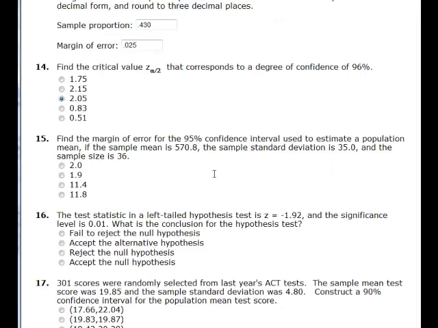Okay, next problem, we're trying to find the margin of error for a 95% confidence interval to estimate a population mean. We have the sample mean and the sample standard deviation and the sample size.